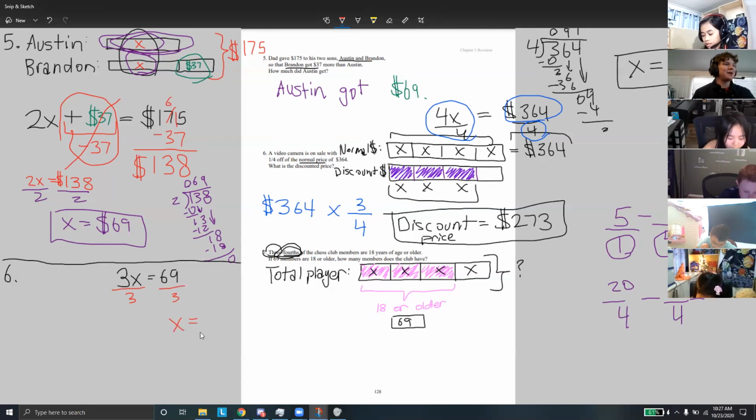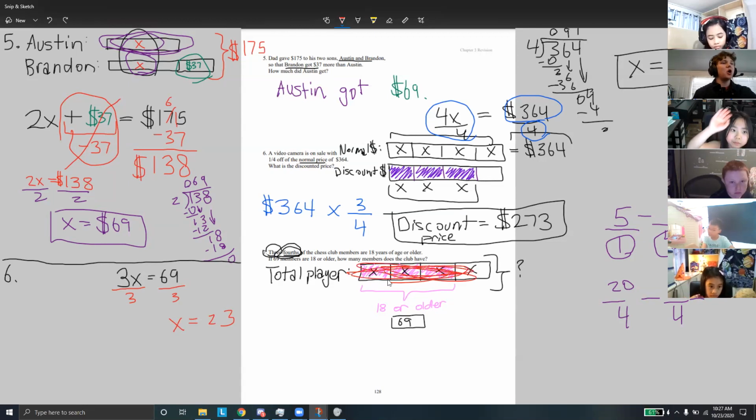So who knows this one off the top of their head? 3 goes into 9 3 times, 3 goes into 60 20 times. So I just do that one in my head real quick. So that's how much 1x is. This one doesn't have units of measurement. Now, we want to know not how many one box is. How many boxes do we want to find out? All 4.